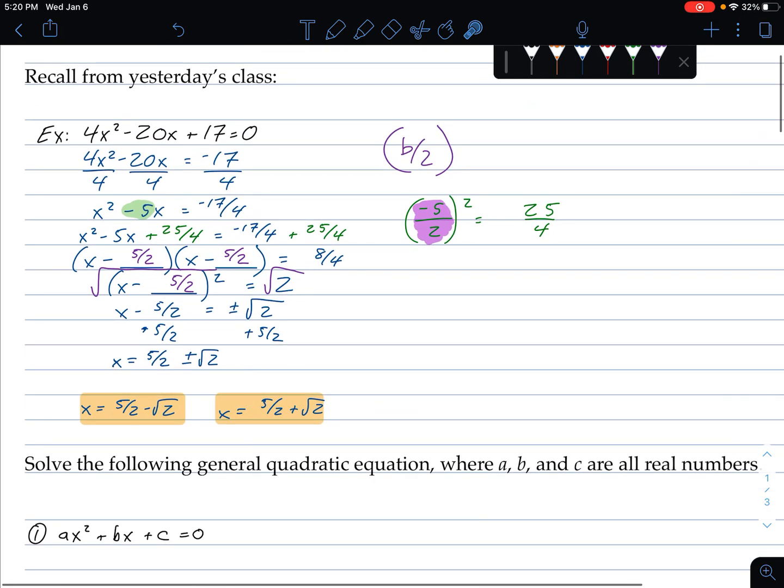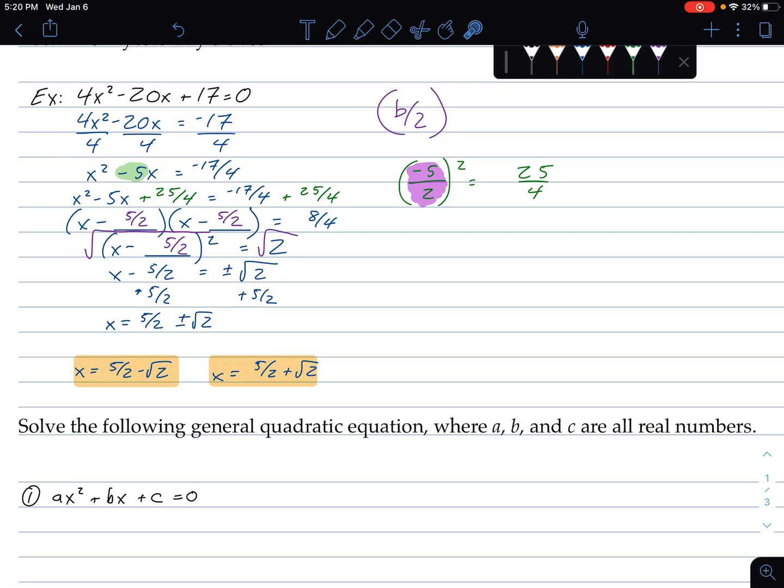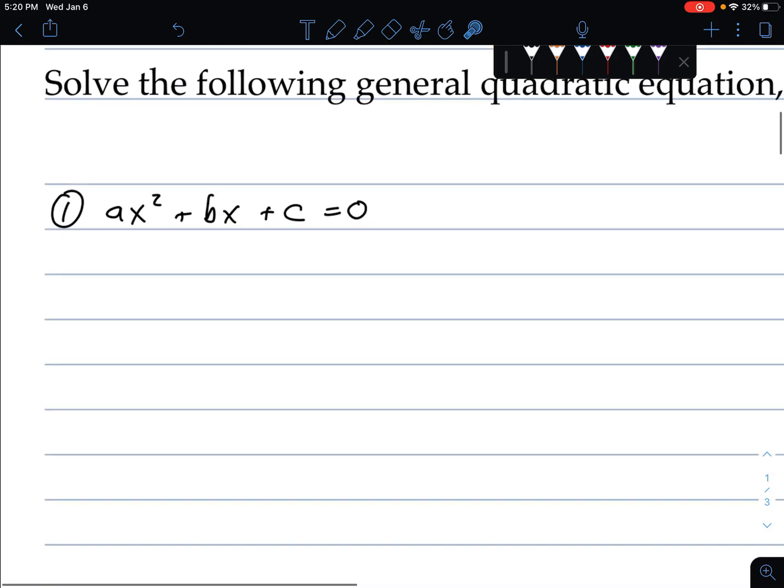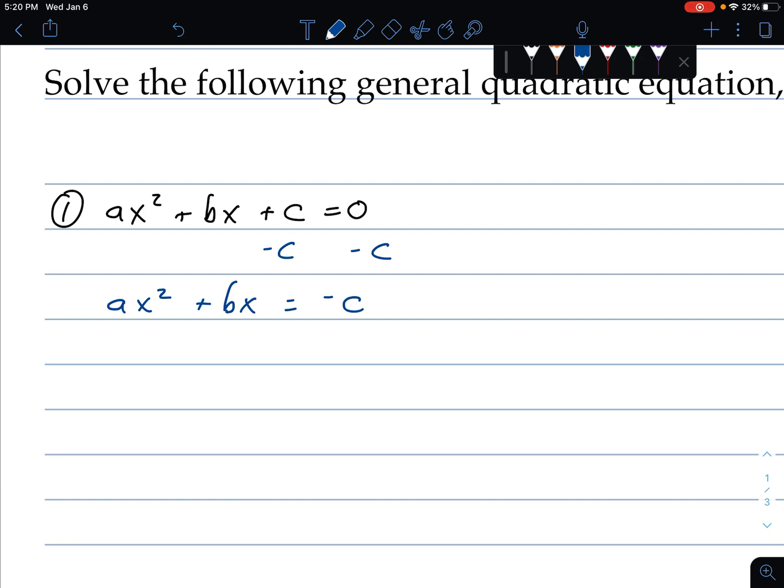Now let's say I were asking you to solve the following general quadratic equation. A, B, and C are all some real number. I don't know what they are, but it's some real number. Okay, so let's start with that. Same steps. We're going to complete the square. Step 1, move over my C value. So the first thing I'm going to do is move over my C value. AX squared plus BX is equal to negative C.